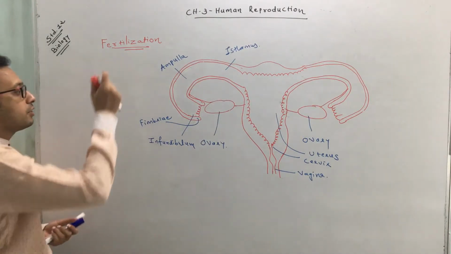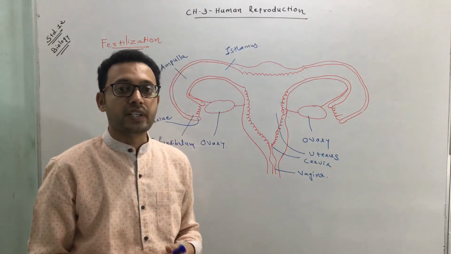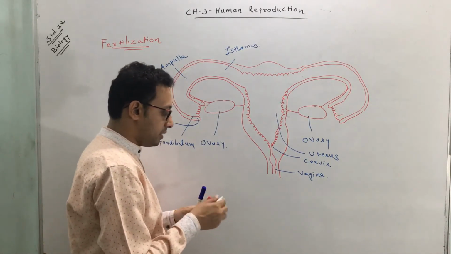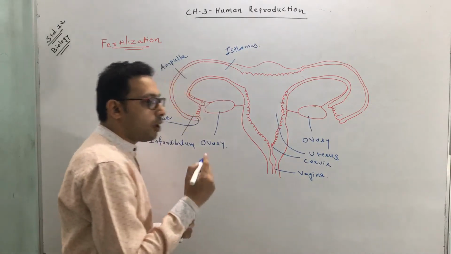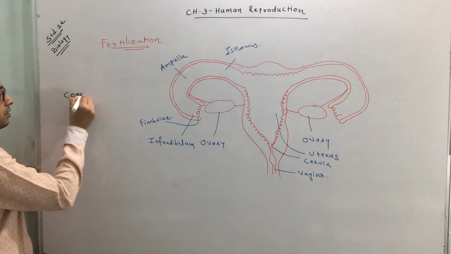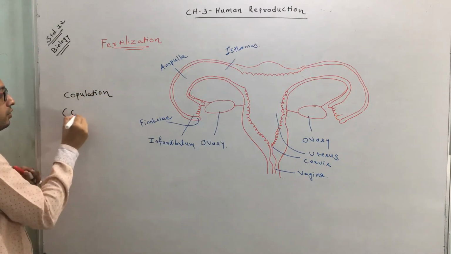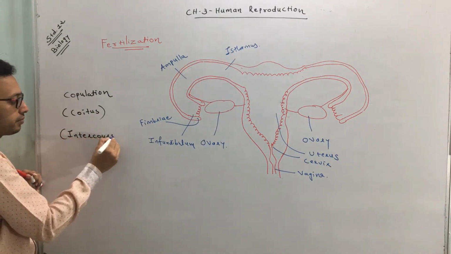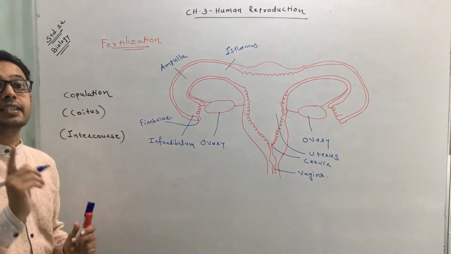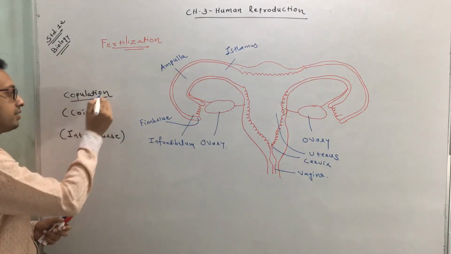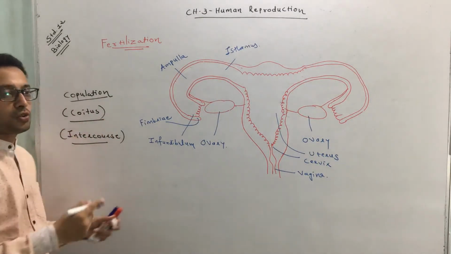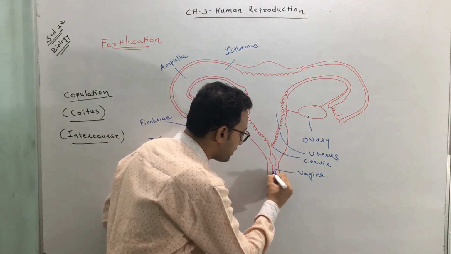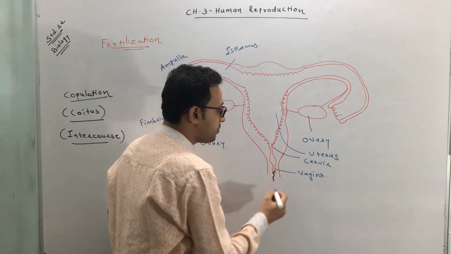Now we have to understand how the process of fertilization takes place. See here, during the copulation process, which you can also call coitus or intercourse, or in simple terms sexual activity, the sperms are released into the vagina. This is the vagina where the sperms are going to be released.